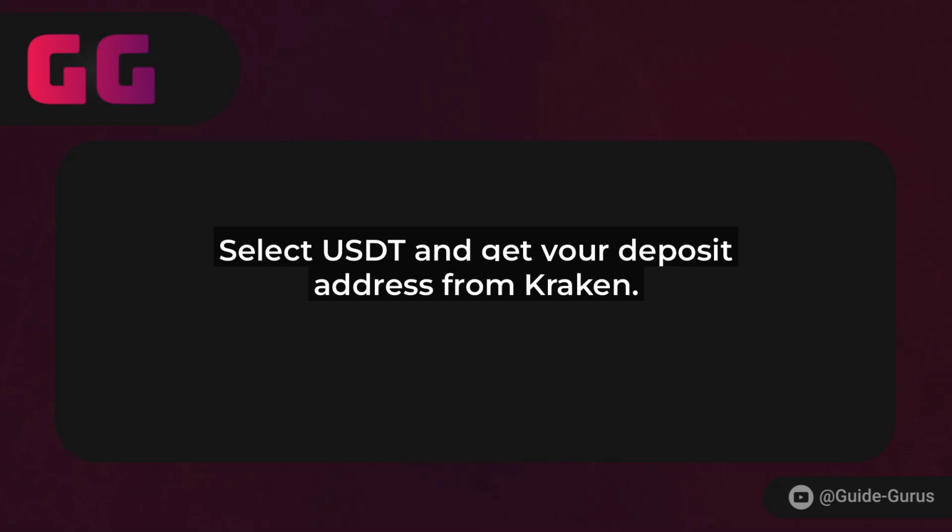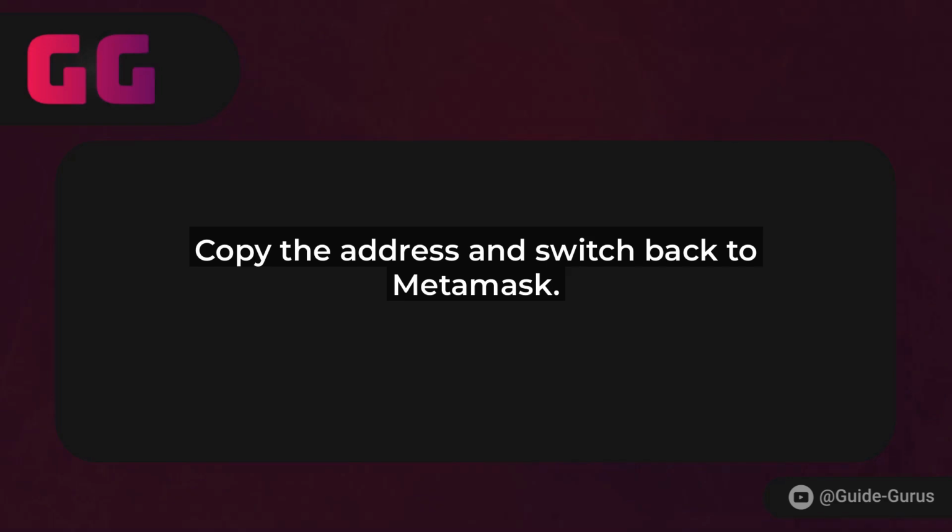Next, log into your Kraken account. If you're new, you'll need to verify your identity first, but once you're in, navigate to the Deposit section. Select USDT as the asset, and choose the network, probably Ethereum, since that's what MetaMask uses. Kraken will give you a unique deposit address. Copy that carefully, as it's your gateway to success.